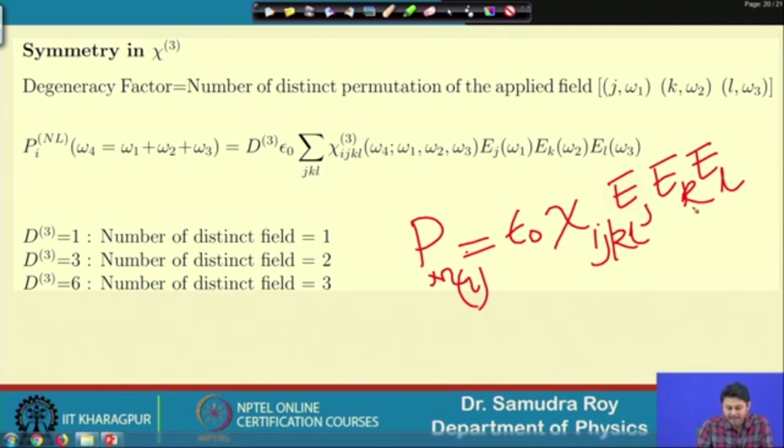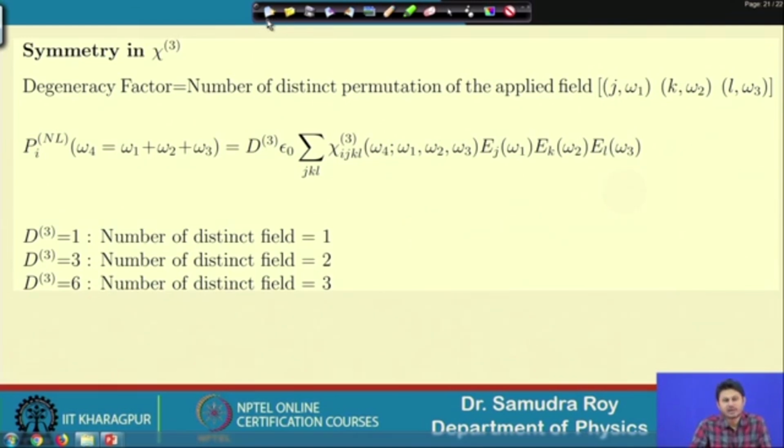This is the standard way to represent the nonlinear polarization in terms of i j k l. Now if I write these things here, there will be a degeneracy factor. The degeneracy factor is that if there are 2 same fields and 1 different field, so the number of distinct fields is 2, then we have 3 terms here. If there is 1 distinct field, we will have a degeneracy term 1 here, and if all 3 fields are different, we have 6 terms as a degeneracy factor. We will discuss this issue in the next class. Today we do not have that much time.